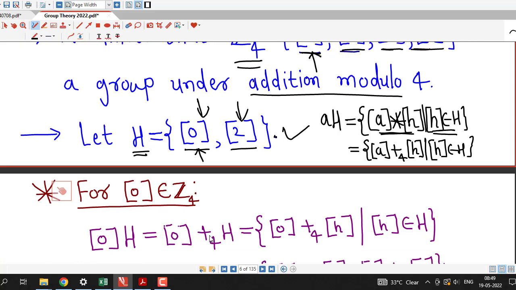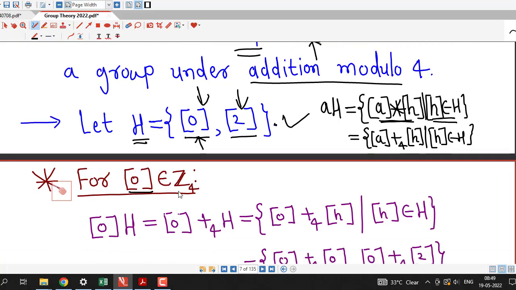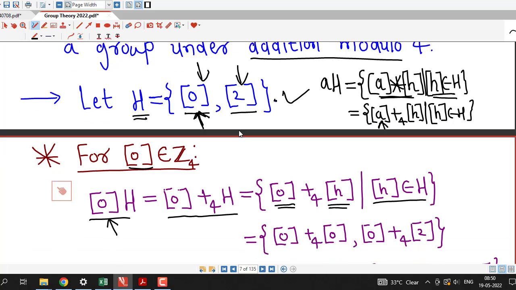So the equivalence class corresponding to this element of Z4. By definition, here the operation is addition modulo 4, so instead of this notation, we can use this notation also. Now here the value of A is equivalence class generated by 0, and here we write equivalence class generated by H, where this is an element of H. Now there are 2 elements in H, equivalence class generated by 0 and 2. So first we consider this one, so I have written 0 plus 0, and then 0 plus 2.